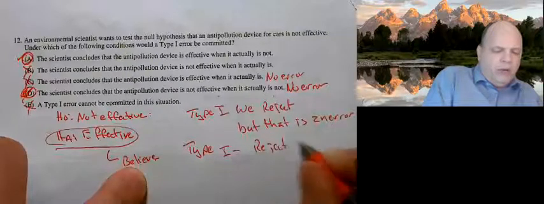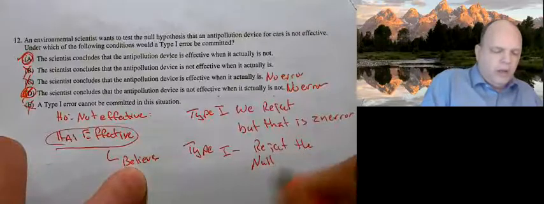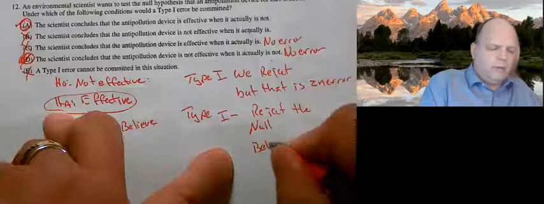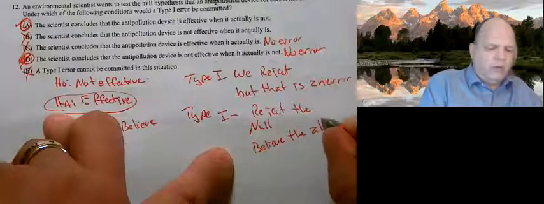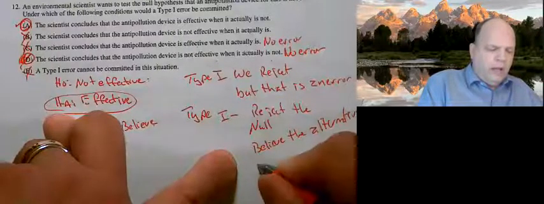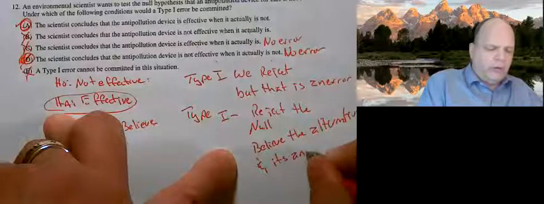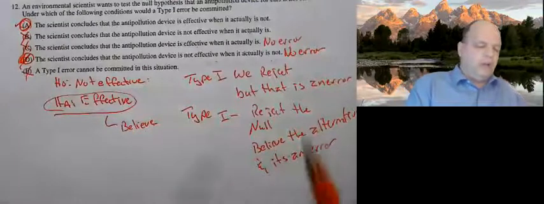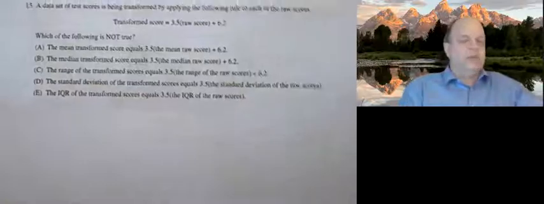Reject the null, believe the alternative, and it's an error. You made a mistake, all right? You made a mistake and rejected the null and believed the alternative. Okay, number 13.